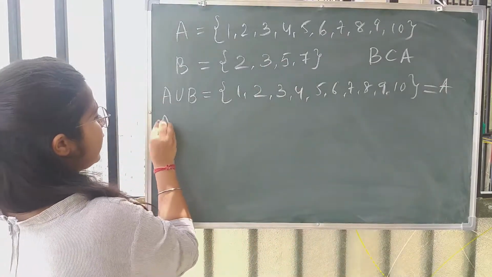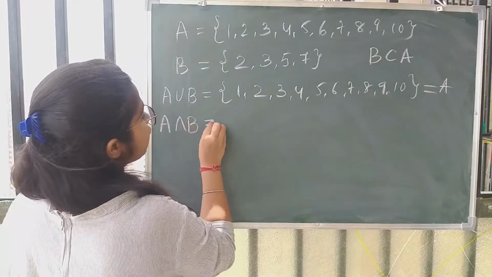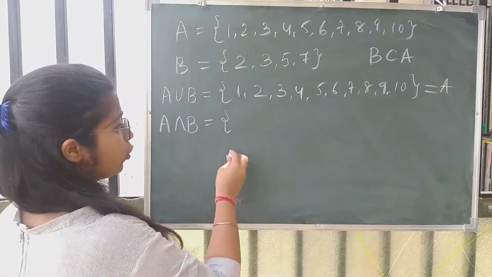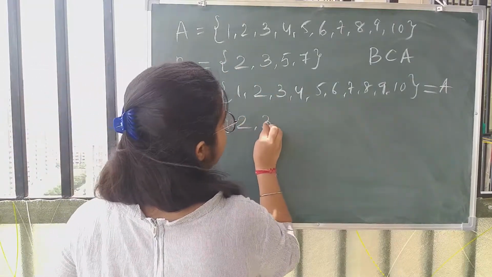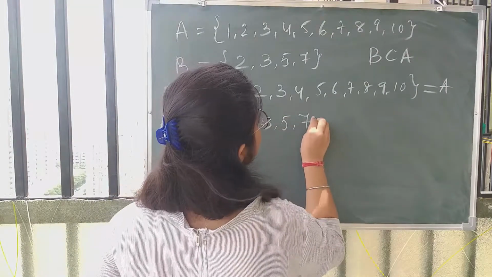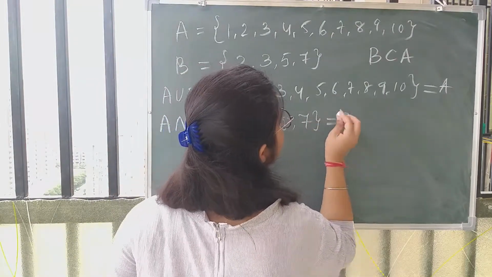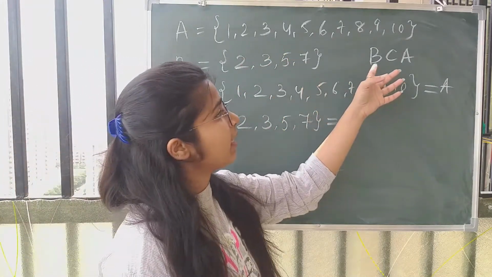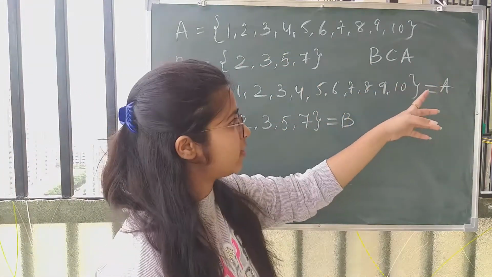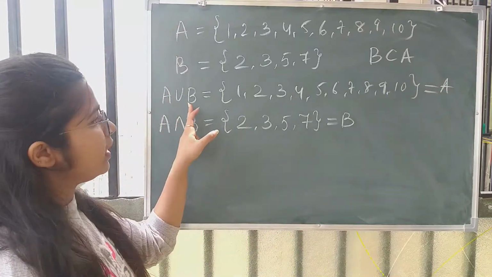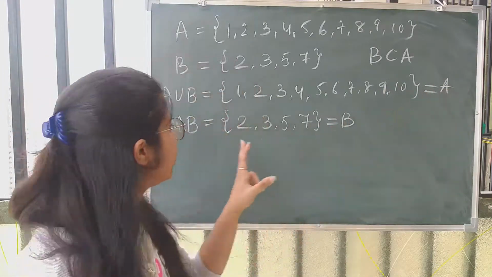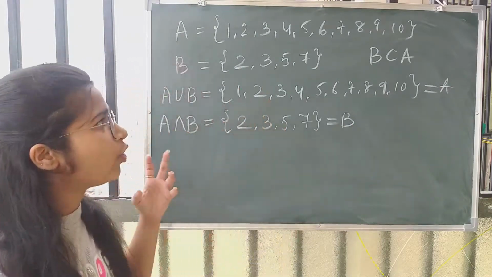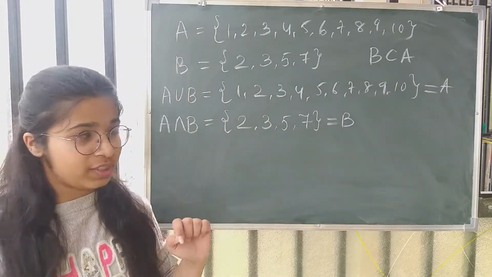And if I write A intersection B, that means वो सारे elements जो A और B में common है, those are 2, 3, 5 and 7, which is B. That means जब भी आपको दो set given हो जिनमें एक set is a subset of the other set, then A union B will be the larger set and A intersection B will be the smaller set. So this is how you can solve many of your questions easily.